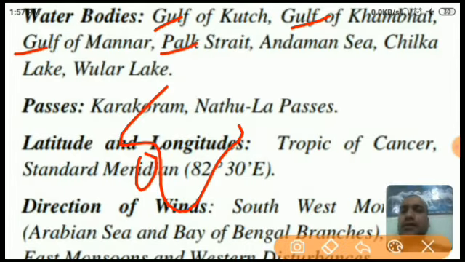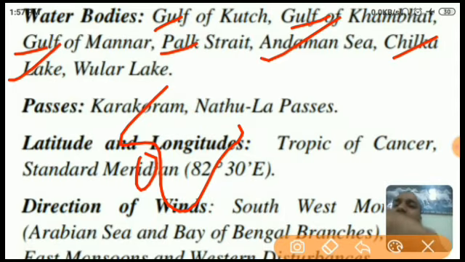It is the Palk. And you should not think that the Palk Strait is in Pakistan. It is not in Pakistan. It is in India, because we are studying the Indian map. So just remember it is in India only, not near the border of Pakistan, because sometimes students locate it near the Pakistan border, but it is not there. It is in the southern part, at the southern last tip. Then Andaman Sea, Chilka Lake and Wular Lake. These two are the lakes.